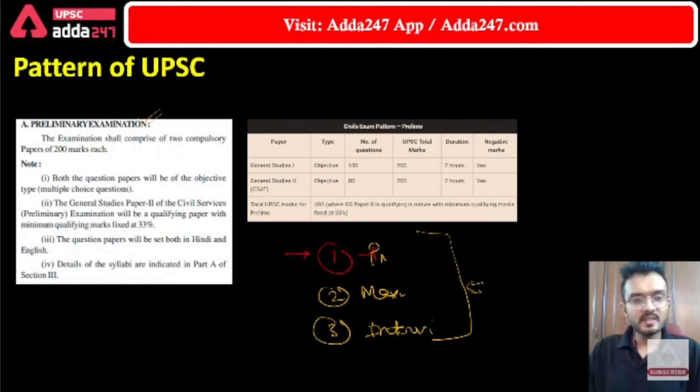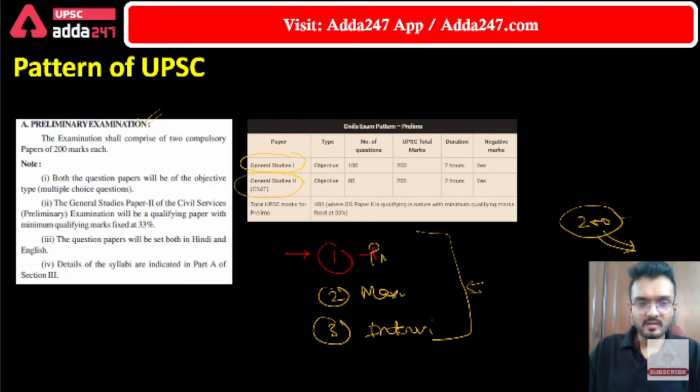The preliminary examination consists of 2 papers, known as GS paper 1 and GS paper 2. GS paper 1 is basically the General Studies paper 1, and it is an objective paper. It consists of 100 questions and each question carries 2 marks. So it is a total of 200 marks paper, and it is conducted in 2 hours. The other feature of this exam is that there is negative marking in this paper.